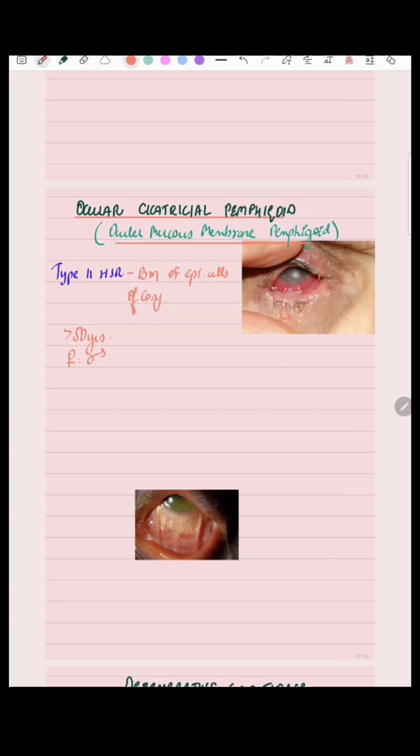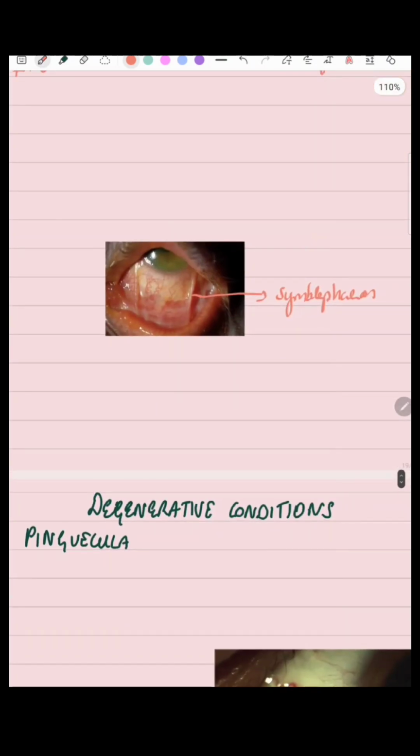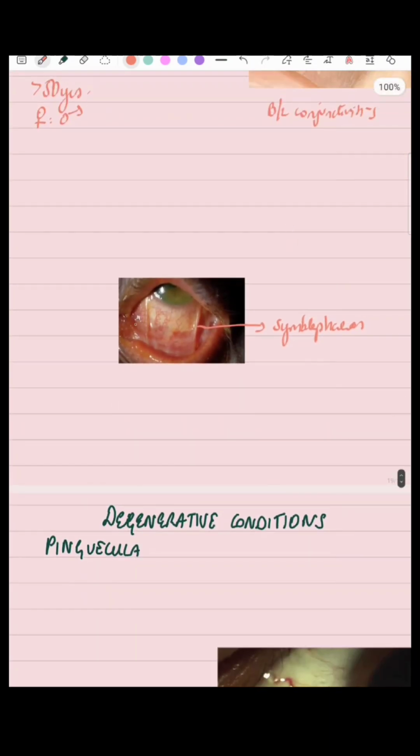There is an insidious or relapsing remitting non-specific bilateral conjunctivitis. There is symblepharon formation, that is adhesion between the bulbar and palpebral conjunctiva. Here symblepharon formation, flattening of the plica and keratinization of the caruncle can be seen.